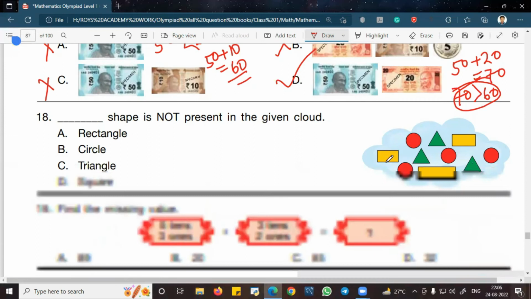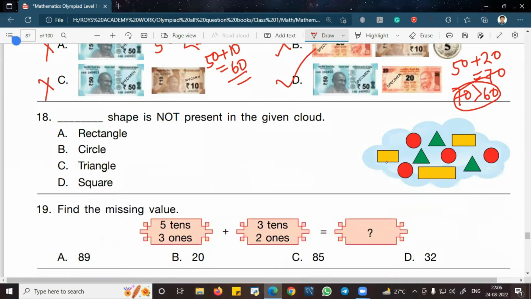Okay guys, now we go to question number 18. What is it asking? Which shape is not present in the given cloud? In the options, we see a rectangle. Do you know what a rectangle is? A rectangle has a length and breadth, and it is a four-sided figure. So this is the rectangle.